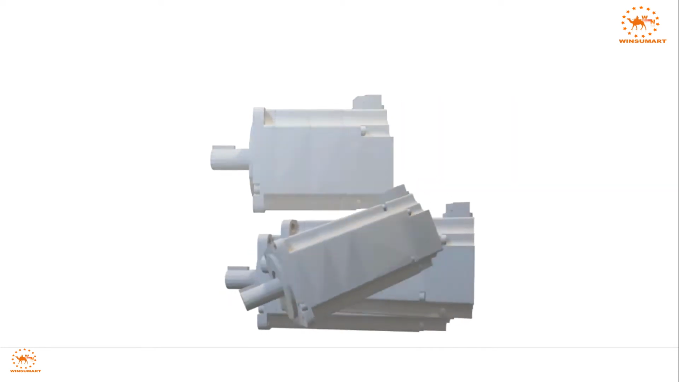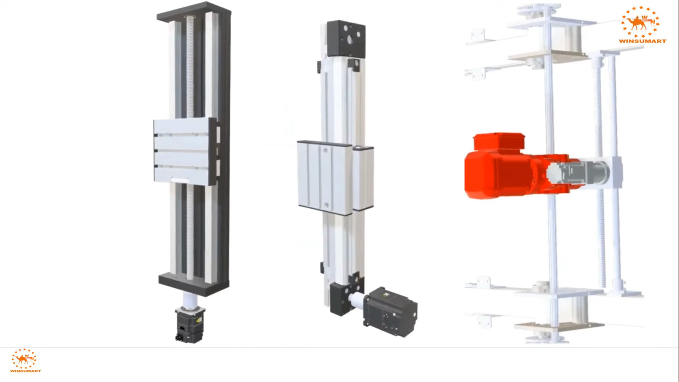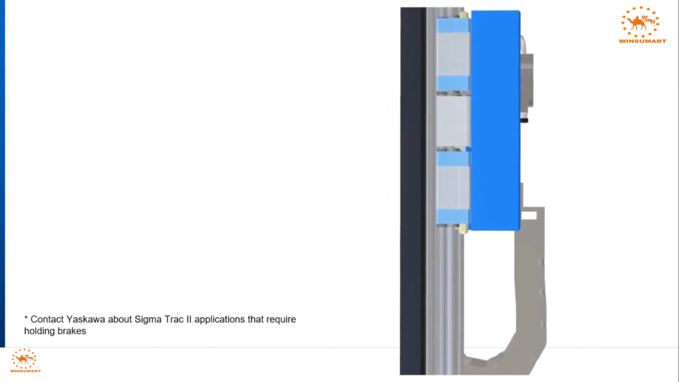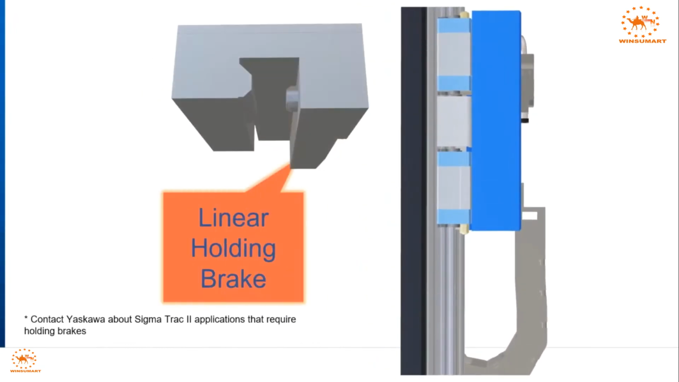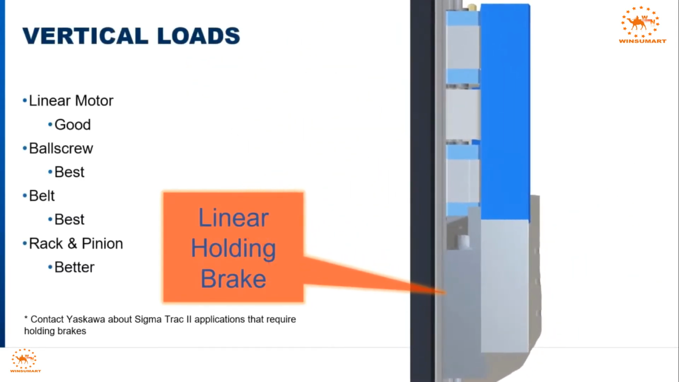This makes the ball screw or belt an excellent choice for vertical loads. A vertical rack and pinion also works well for the same reasons. Linear motors are a bit more complex with vertical loads. A counterbalance or linear holding brake should always be used. A linear holding brake may be mounted externally to brake against the rail.